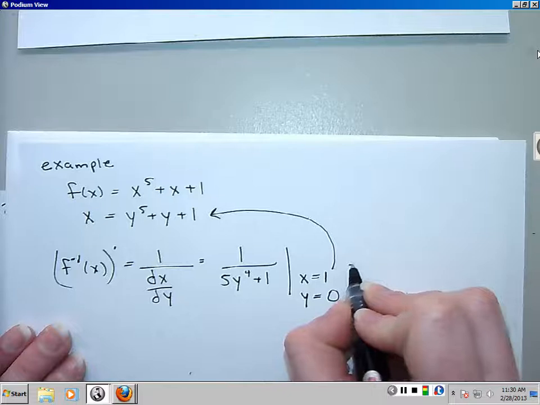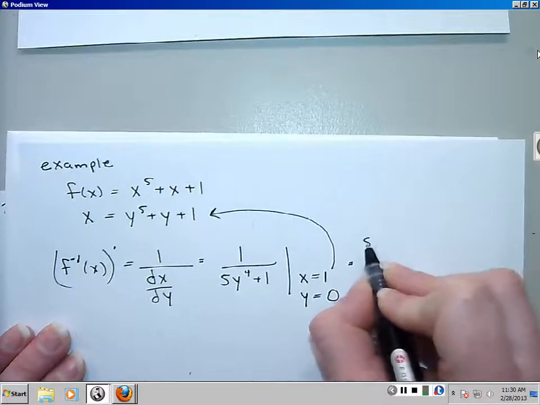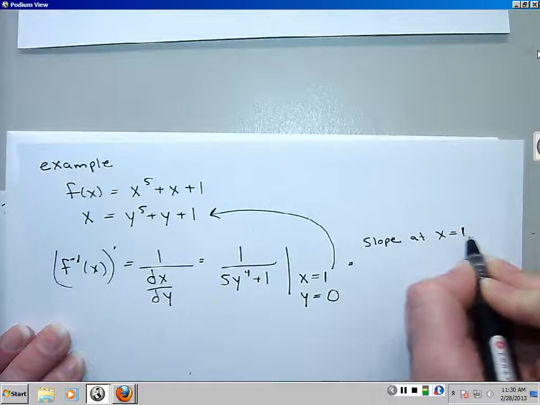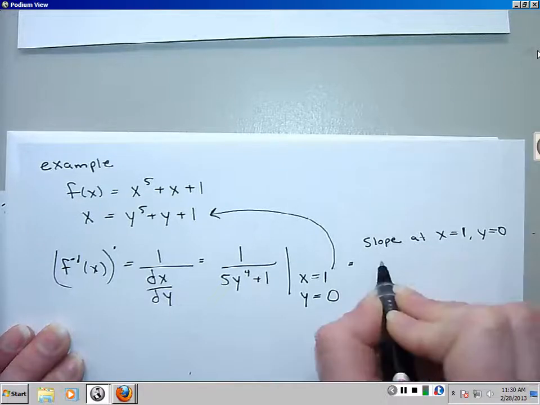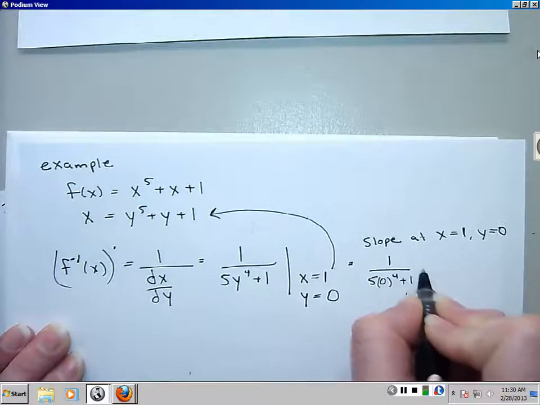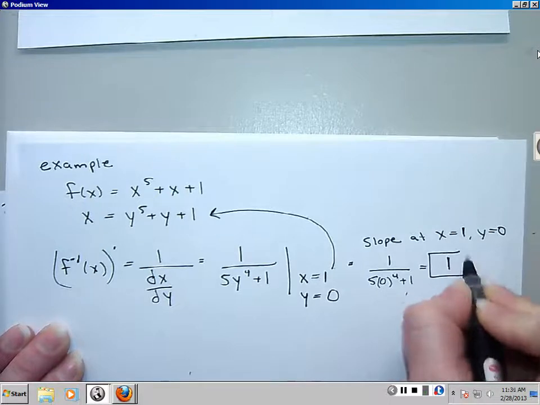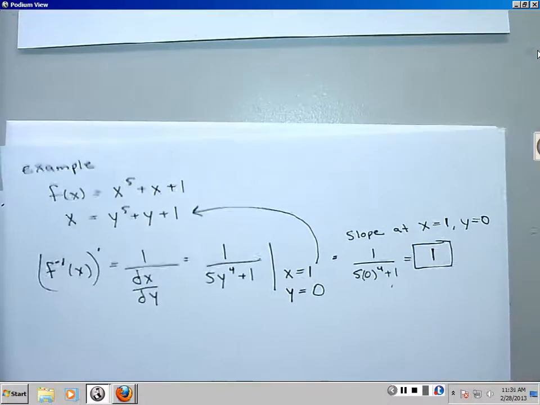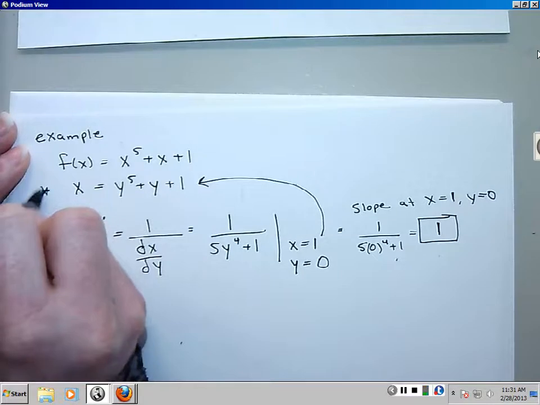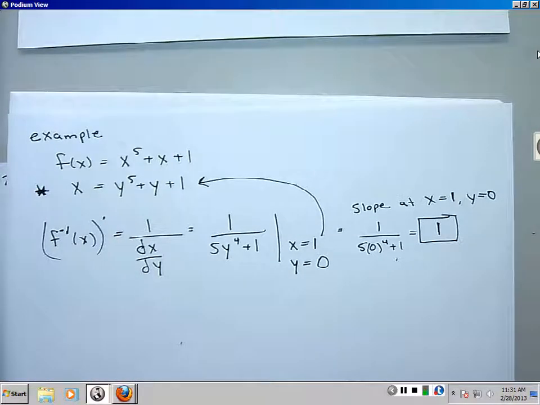So we end up with the slope at x equals 1 and y equals 0 is 1 over 5 times 0 to the 4th plus 1, which would be 1. Does that make more sense? I think so, this here seems to be key. Rewriting the function as a function of y.